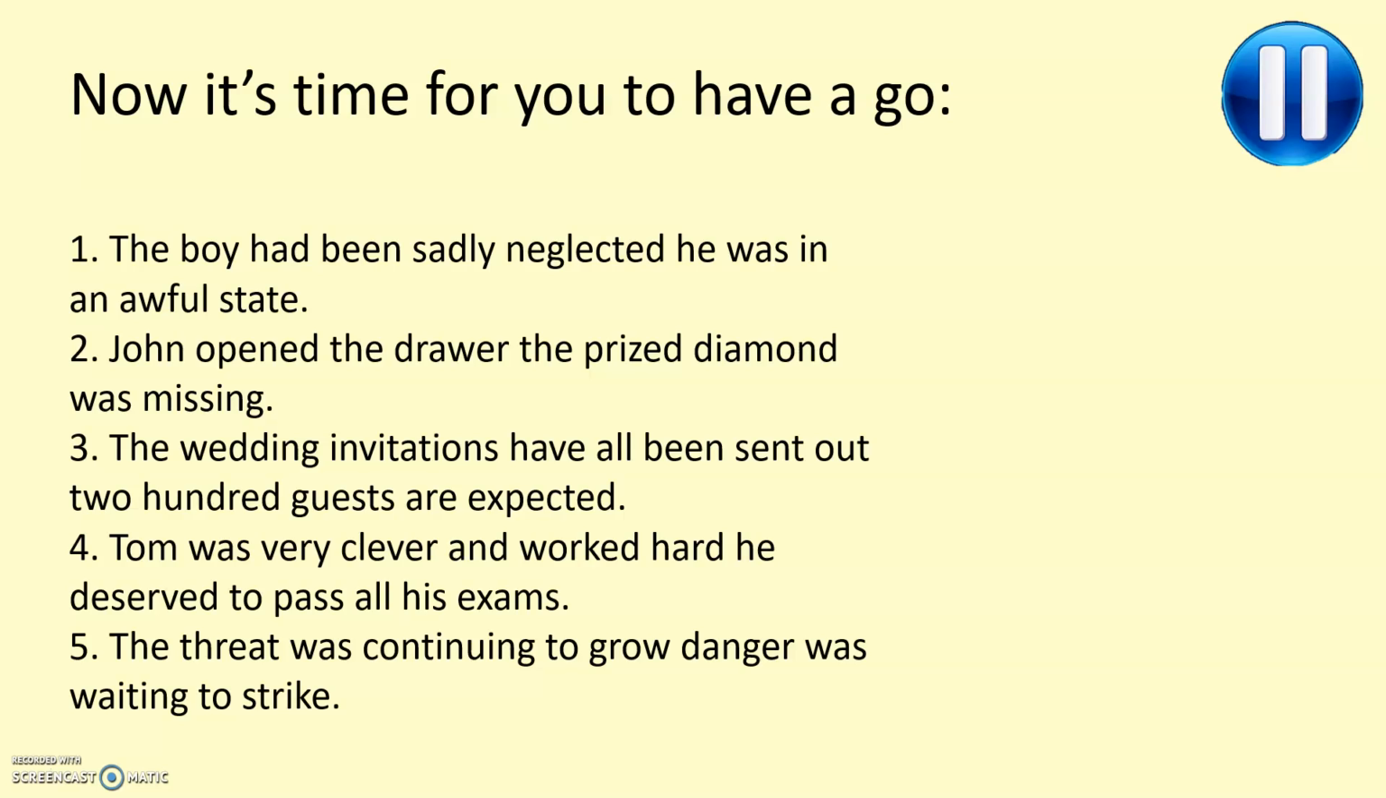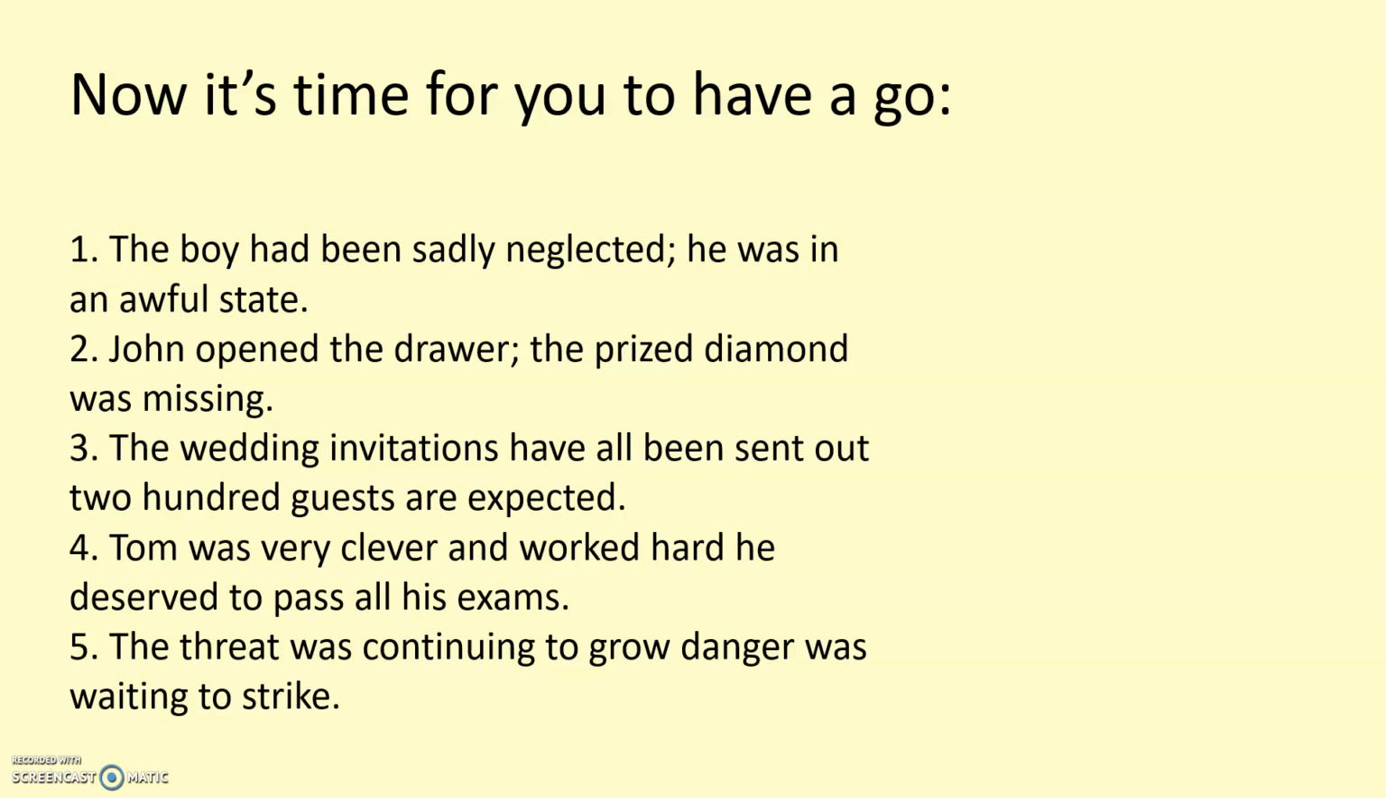So watch, they're going to appear on the screen. It goes after neglected there. Number 2, John opened the drawer. The prize diamond was missing. So we've got John opening the drawer, which has got the verb opened. So that's the first clause. The prize diamond was missing. Missing is the next verb. There it is between the two. After opening the drawer, he then sees the prize diamond was missing, and there's a bit of drama for you as well. The semicolon. John opened the drawer; the prize diamond was missing.